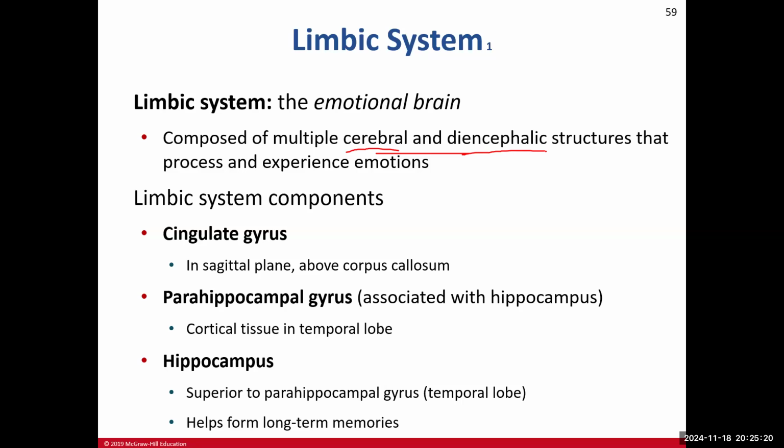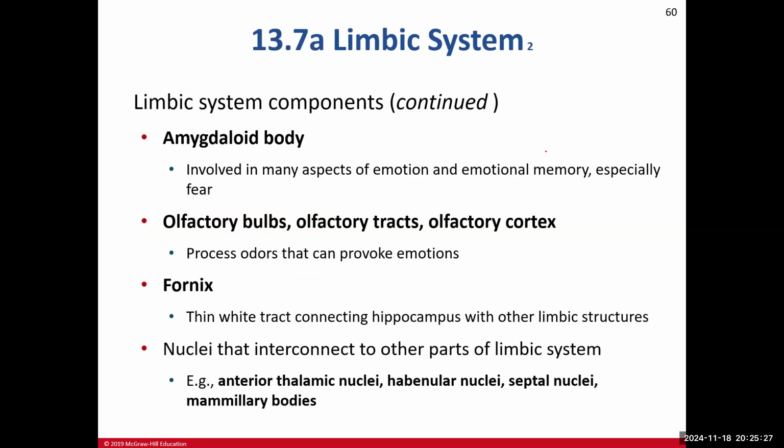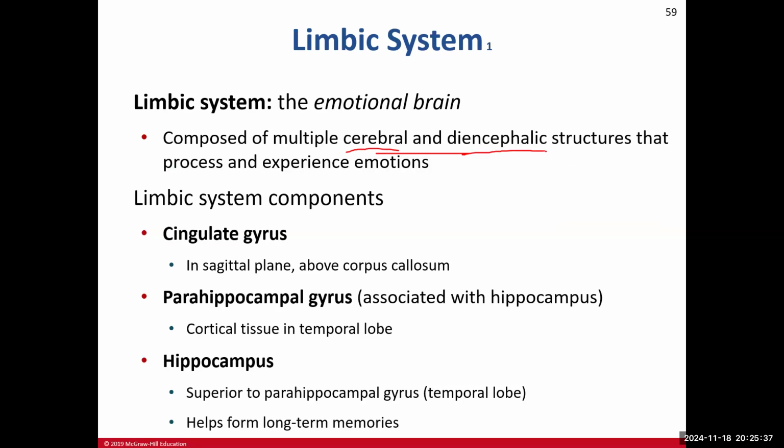So let's talk about a few of these structures. You've got the cingulate gyrus, the perihippocampal gyrus, the hippocampus, the amygdaloid body, and the olfactory system: olfactory bulbs, olfactory tracts, olfactory cortex, and the fornix. These are some of the structures in the limbic system involved in emotional responses. The cingulate gyrus is right above your corpus callosum, and it helps move sensory information throughout the limbic system.